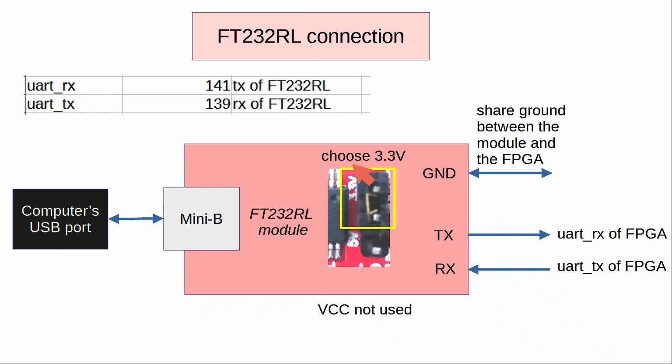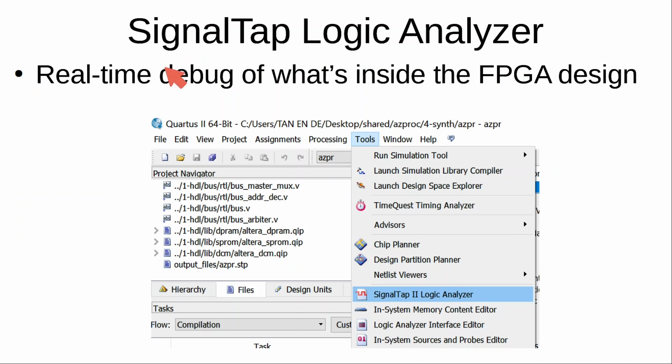And make sure to connect the 3.3 volt jumper because we are using 3.3 volt logic here. And we don't have to connect the VCC. We only need to connect the ground because we have already powered up the module using the USB port. Next, we'll see how to use the SignalTap Logic Analyzer as a real-time debugger to see what is inside the FPGA design.